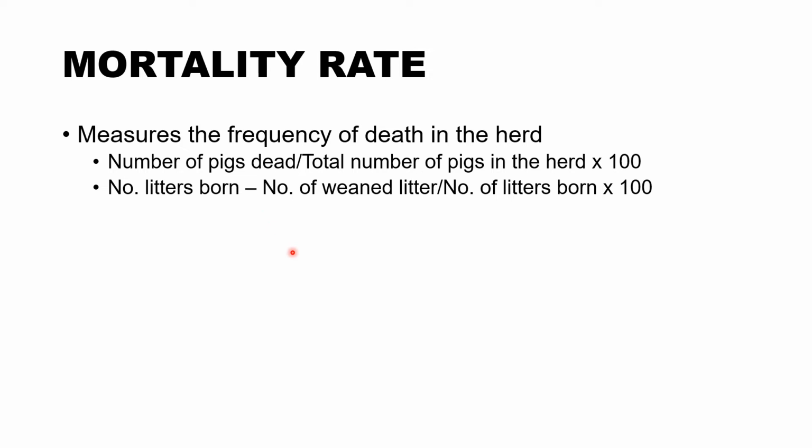So, let's just assume that our sow gave birth to 10 piglets. After weaning, you counted only 8 left. So, 10 minus 8, that is 2. Divided by the number of liters born, which is 10, times 100, that is 20% mortality rate. So, that's how to compute it.